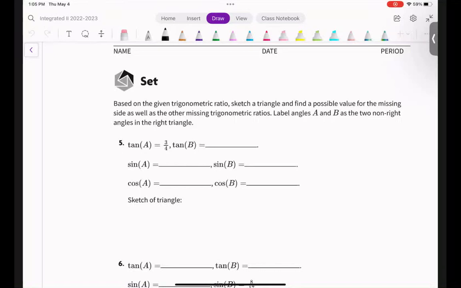Okay, so the very first thing that you should do for this one, sorry, this is 6.9, ready, set, go, number 5. So it says, based on the given trig ratio, sketch a triangle, find a possible value for the missing side, as well as the other missing trig ratios. Label angles A, B as two non-right angles in the triangle.